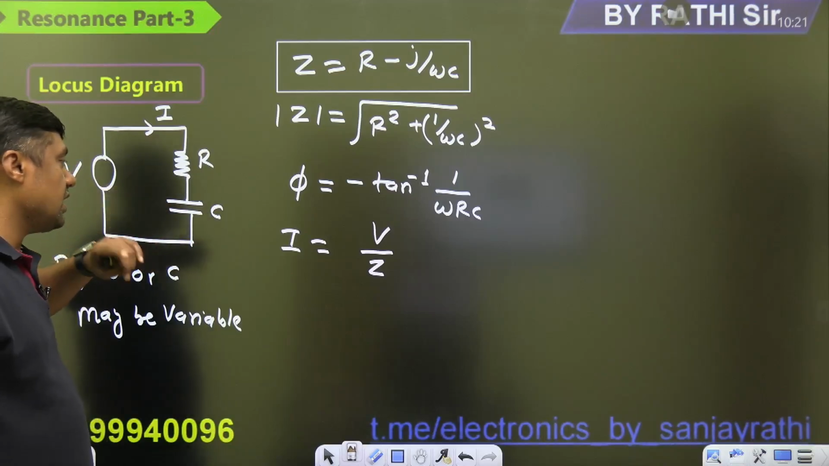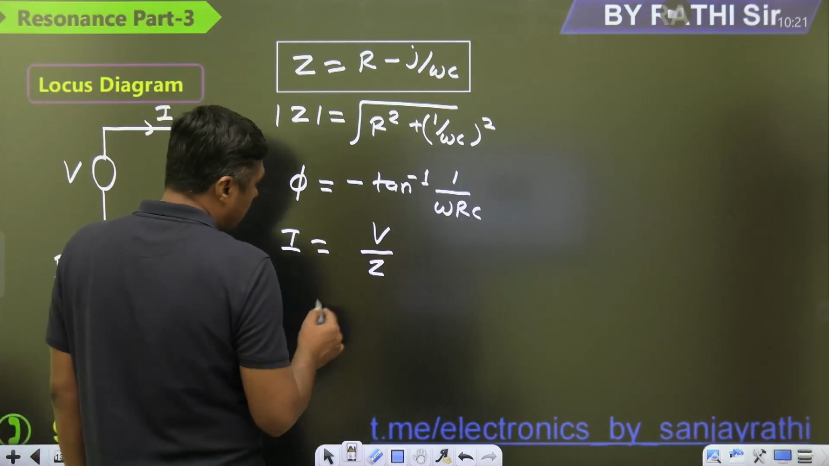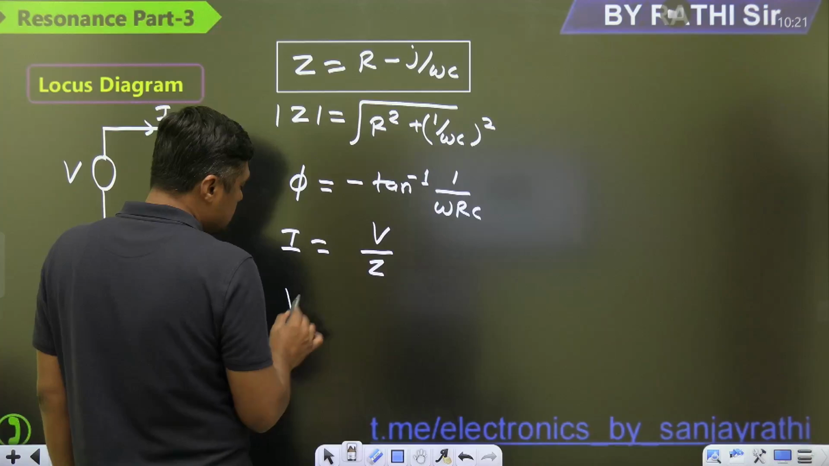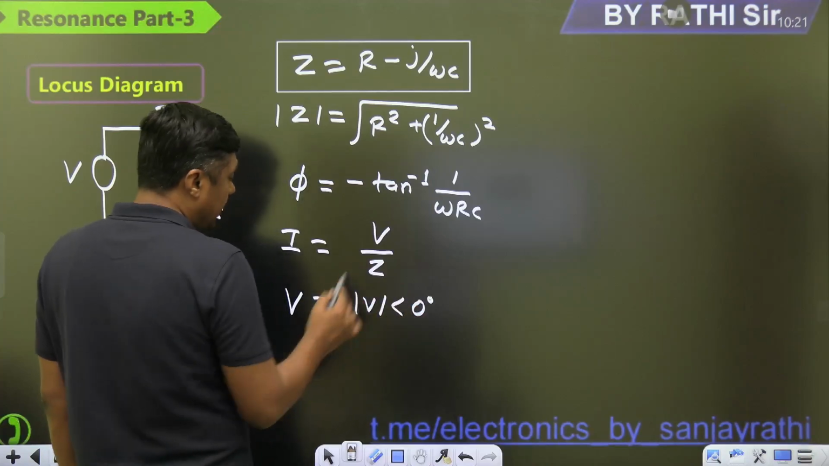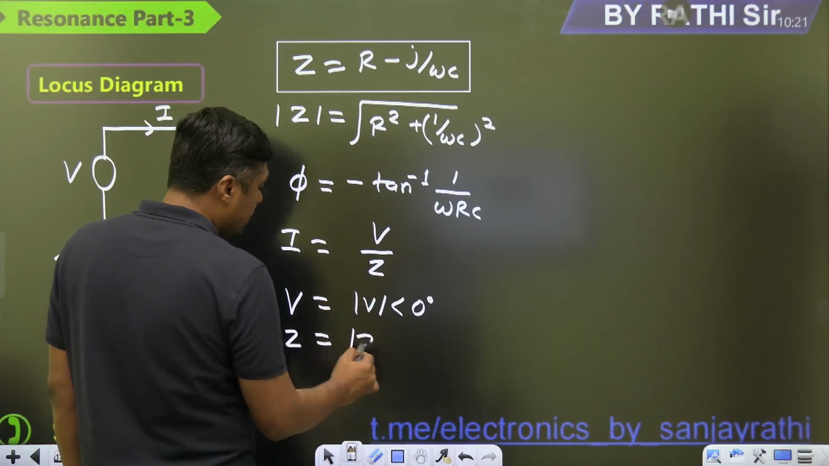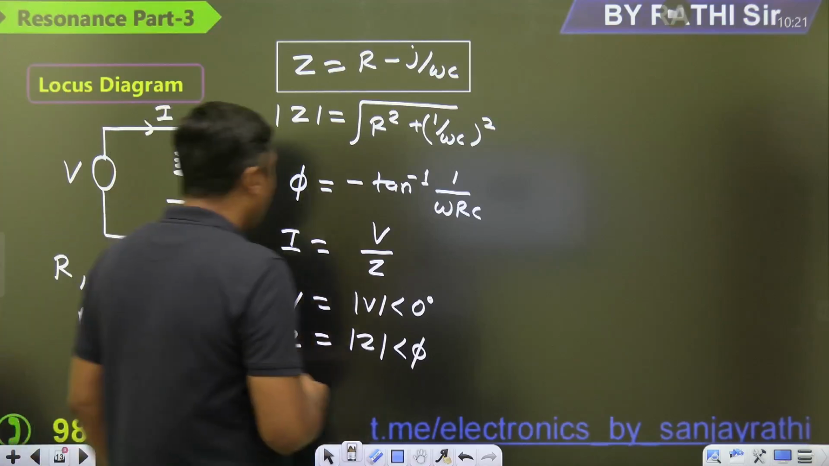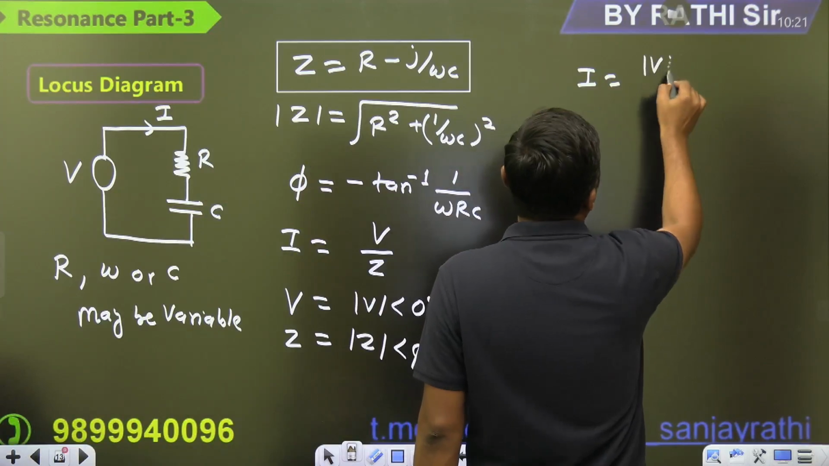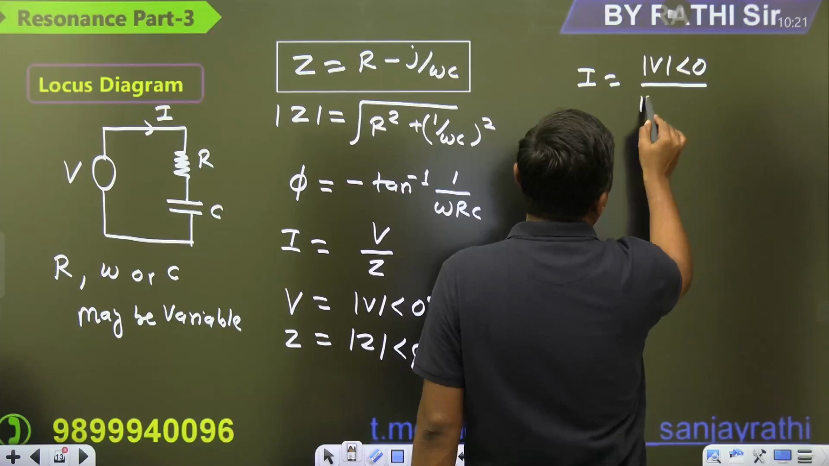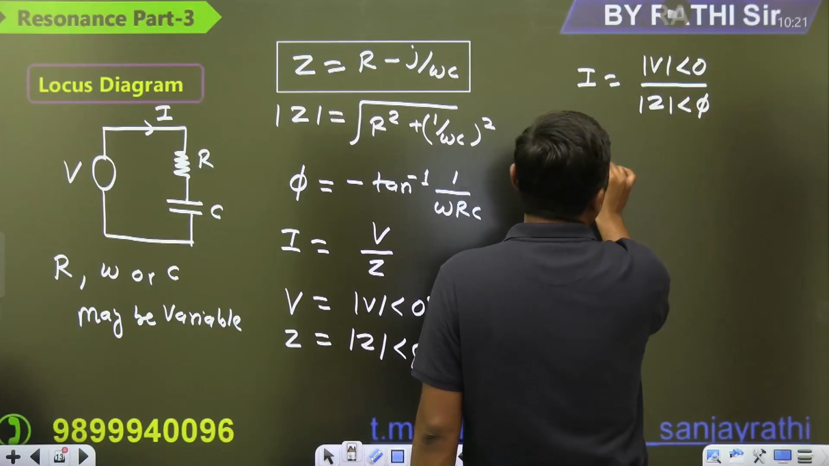And there is a change in I too, because when we are writing like this, for example, this is V, let the phase of the V is 0, so V is replaced by the magnitude of V, angle 0. Then Z is mod of Z, angle phi. Then what is the I? I will become V upon mod of Z, angle phi. Then this will become negative. What is the I?